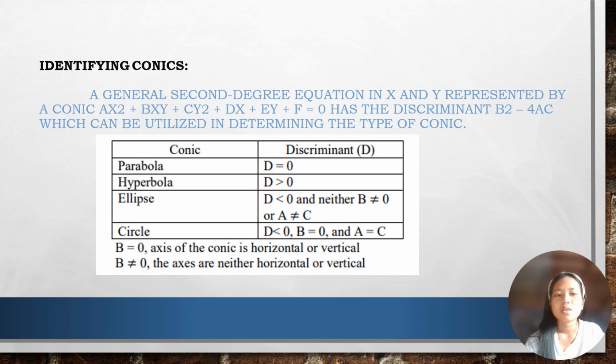If b is equal to 0, always remember that the axis of the conic is either horizontal or vertical. And for b not equal to 0, the axes are neither horizontal nor vertical.